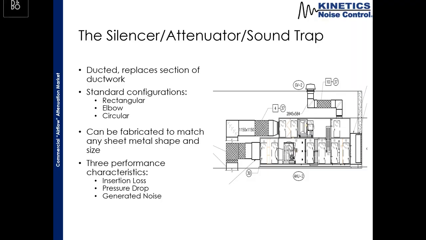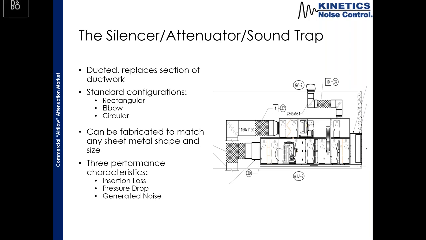So what is a silencer? Now, I call it a silencer. Some people call it an attenuator. It could be a sound trap. This tends to be a regional thing. I'm going to continue to call it a silencer. They all refer to the same piece of equipment. And it's designed to replace a piece of ductwork. So looking at the image on the right of the slide here, those hatched areas are silencers to be used to supply return exhaust air for that air handling unit.